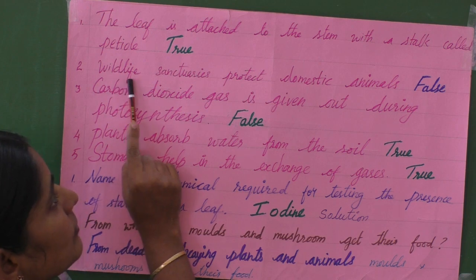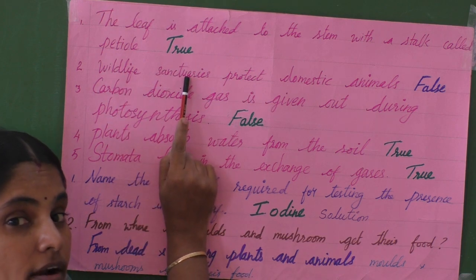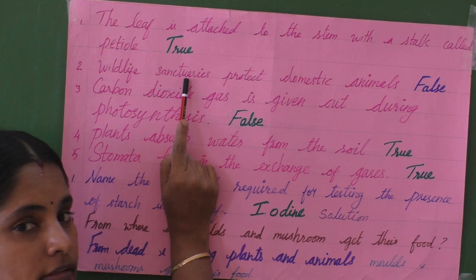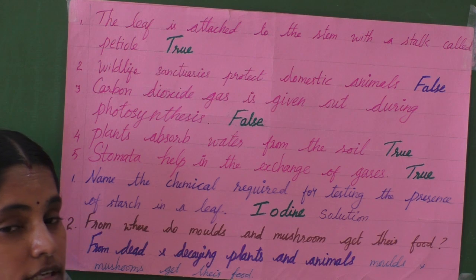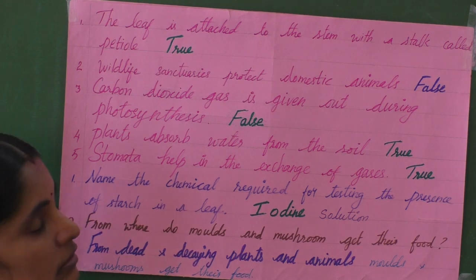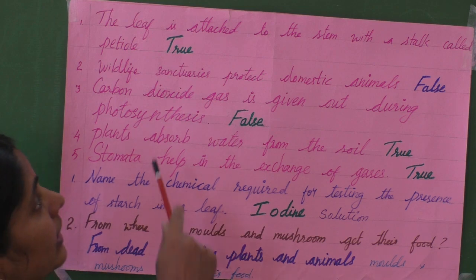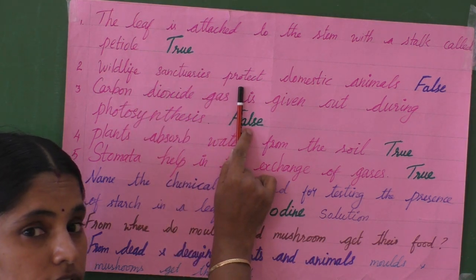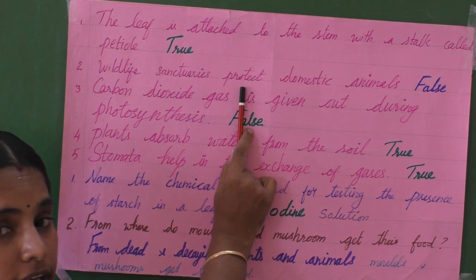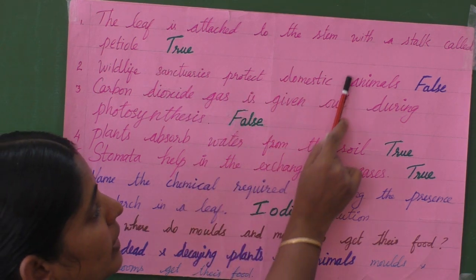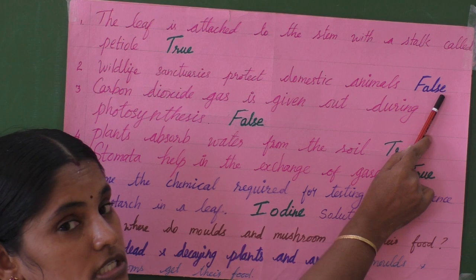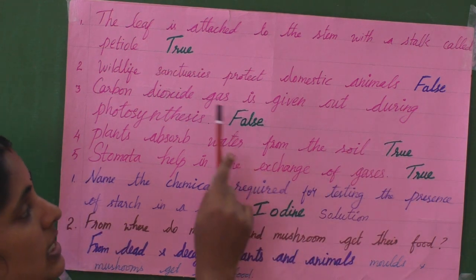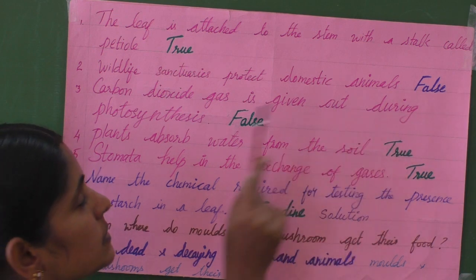Second one, wildlife sanctuaries. In Mudumalai, Vedanthangal, Anamalai, like that in many areas wildlife sanctuaries are there. Here they have given that wildlife sanctuaries protect domestic animals, but actually they protect wild animals. So this answer is wrong. False. FALSE. Second one, you mark it as false.